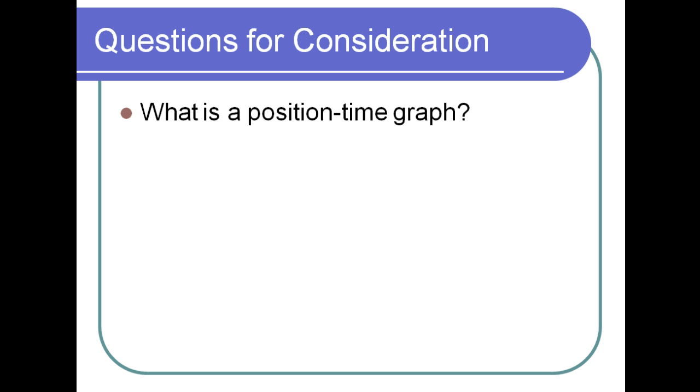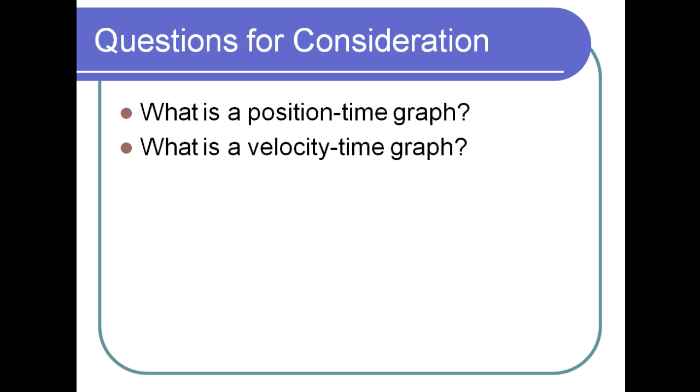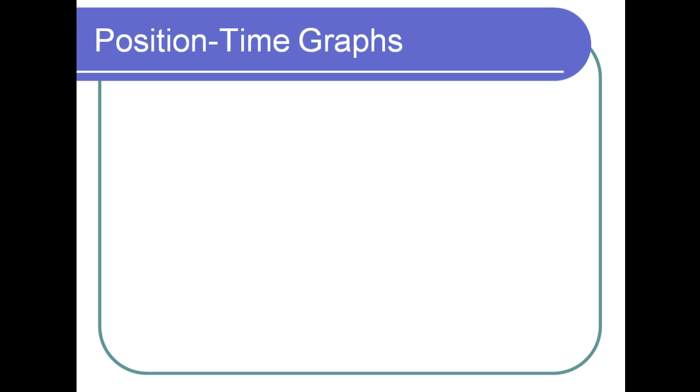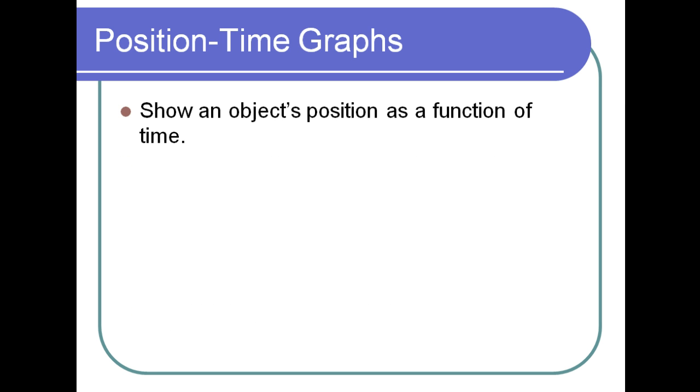What is a position versus time graph? It's simply a graph that marks a position over a certain amount of time. What is a velocity versus time graph? That is how fast we're traveling over time. How do features on one graph translate to other features? We'll talk about that.